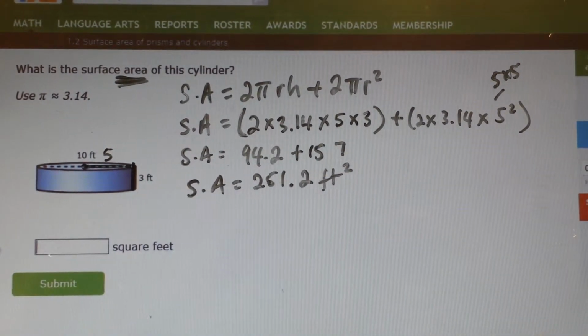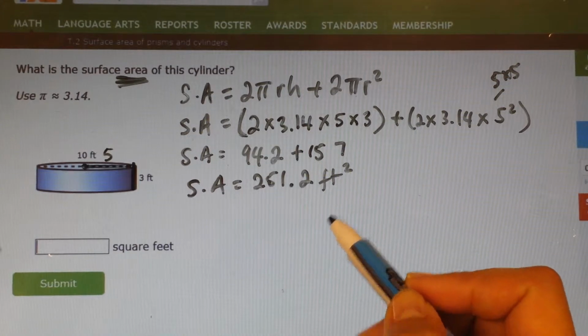If it was perimeter, it'll just be what it is. Area is squared and volume is cubed.